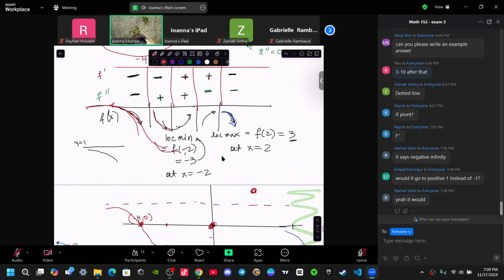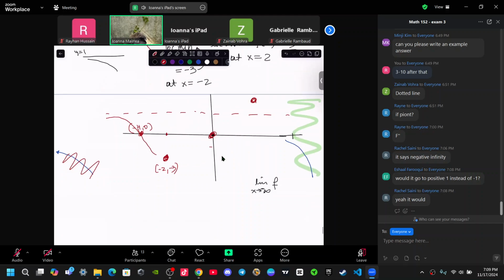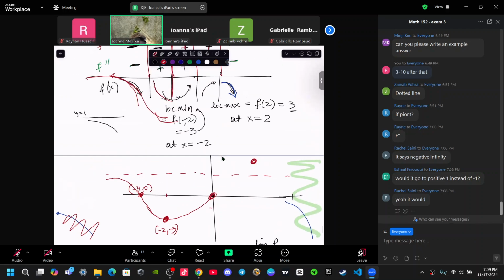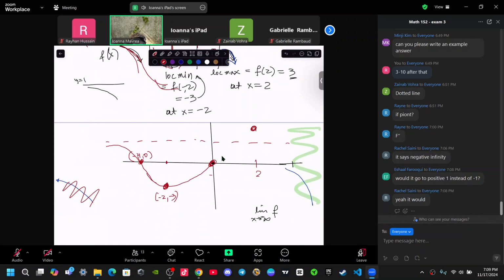Does it tell you? Yeah, it turns at -2, you have this minimum. So at -2, you have a minimum, and you go up, and you keep on going forever up until you have to turn again, and you turn at 2. And 2 is here. So you go forever up, and you turn at 2.